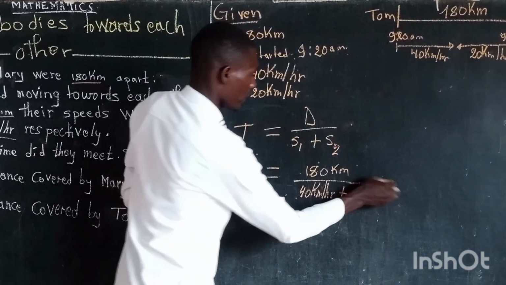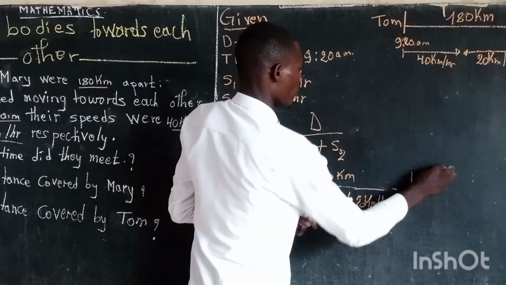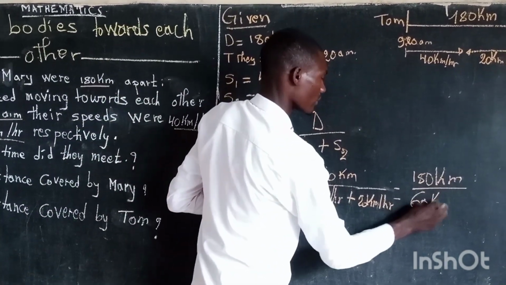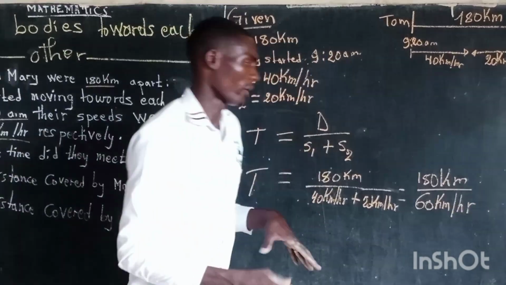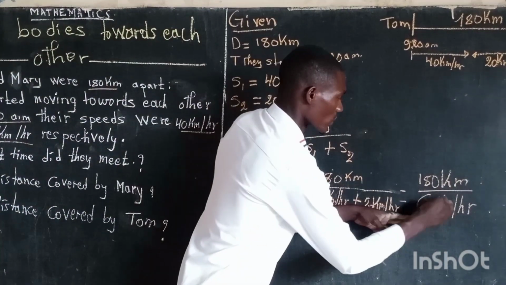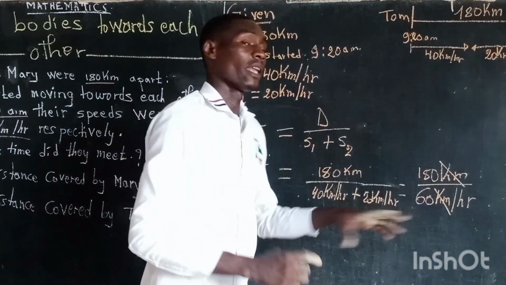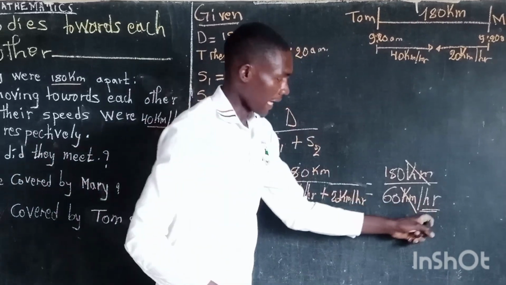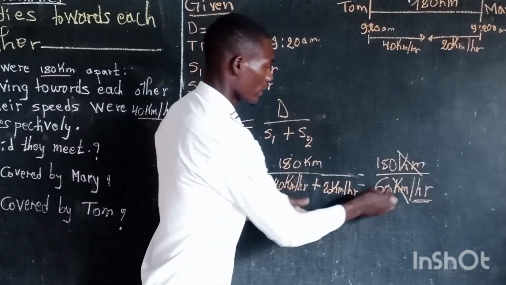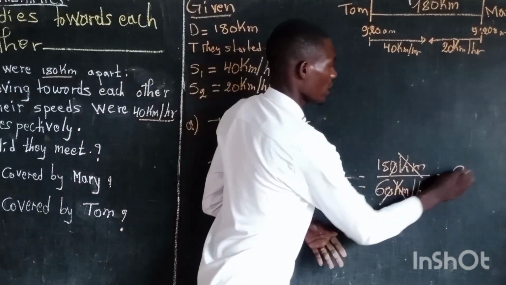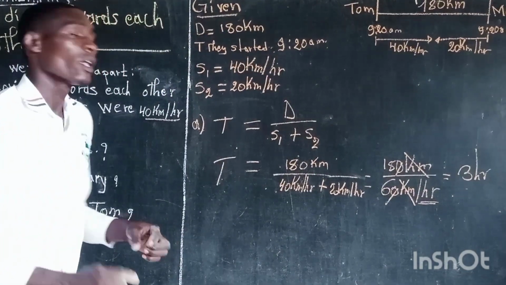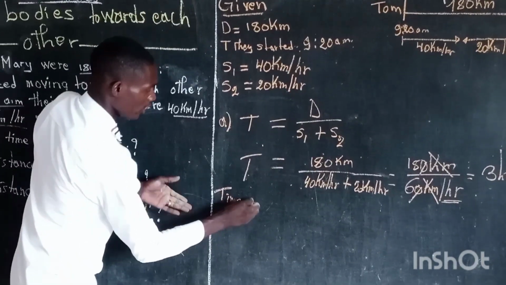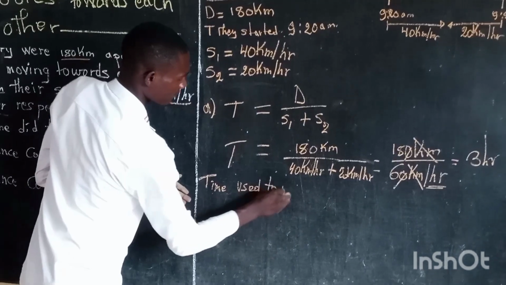Now, we continue adding them and we get 180 kilometers per hour. By adding these ones, we are going to get 60 kilometers per hour. Then from here, we cancel kilometer per kilometer. Remember that we are finding time, so that's why we cancel kilometer in order to remain with the hours. So by dividing these ones, we cancel these ones, and we get 3 hours. That is what we call time used to meet.